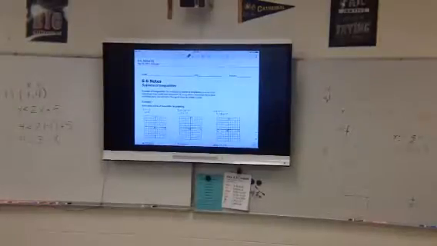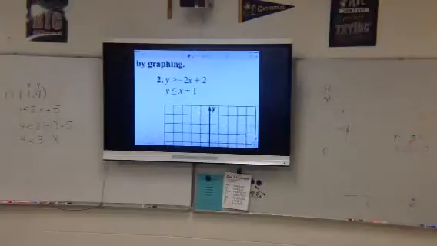It's going to be very similar to what we just did, 6-5. The only difference is now you see systems, which means 2. Systems of equations we talked about. We had 2 equations, and we checked to see where they crossed. Now we're going to be doing systems of inequalities.